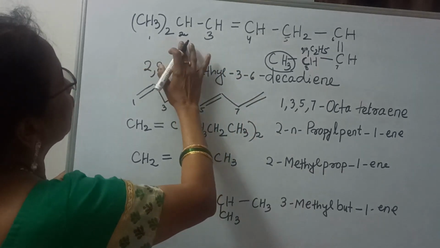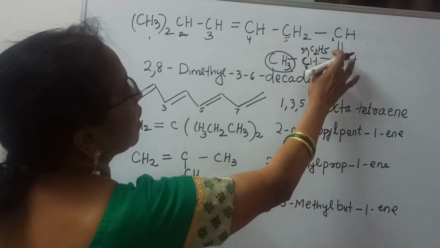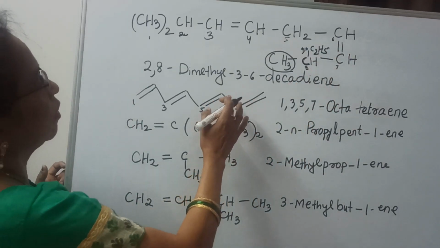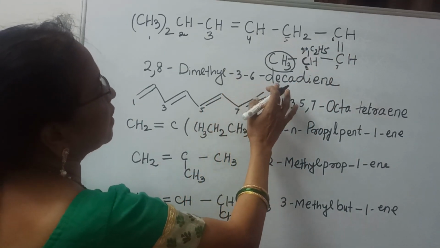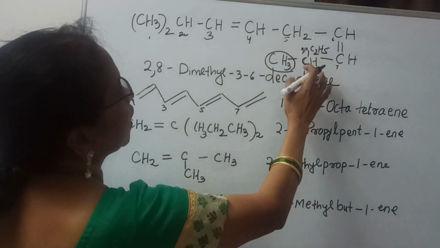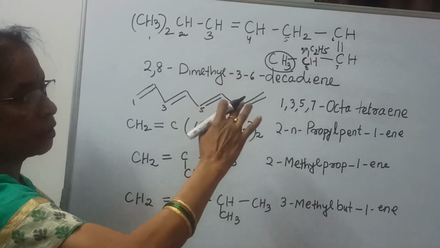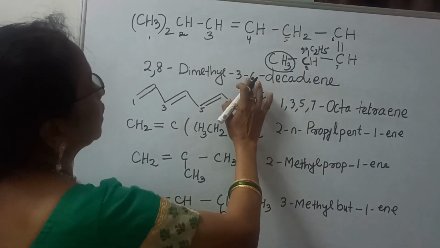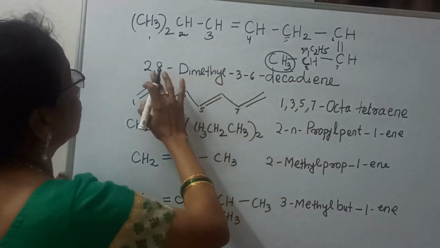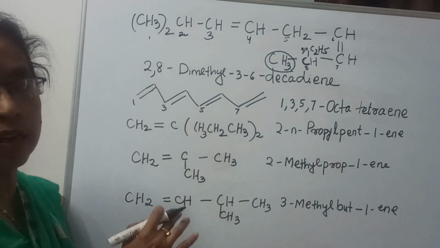Then after 1, 2, 3 there is a double bond. And also here after 6 there is a double bond. So it is 3,6-decadiene. Deca means 10. You count the carbon chain, that is 10. So deca. And how many double bonds? 2, diene. So 3,6-decadiene. 2,8-dimethyl, 3,6-decadiene.